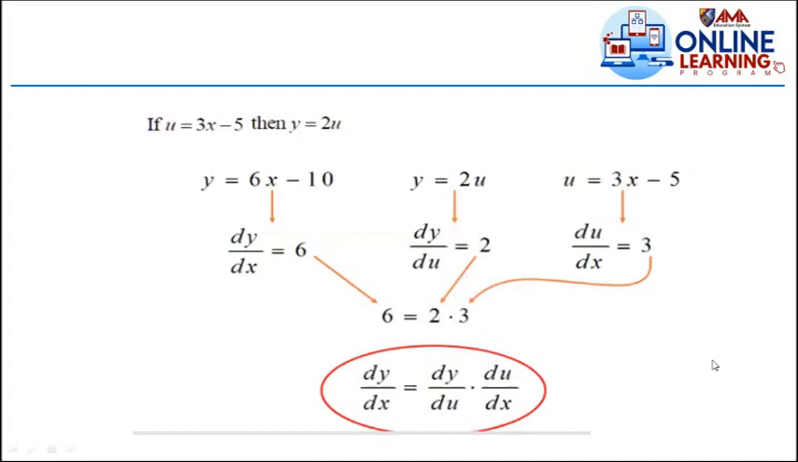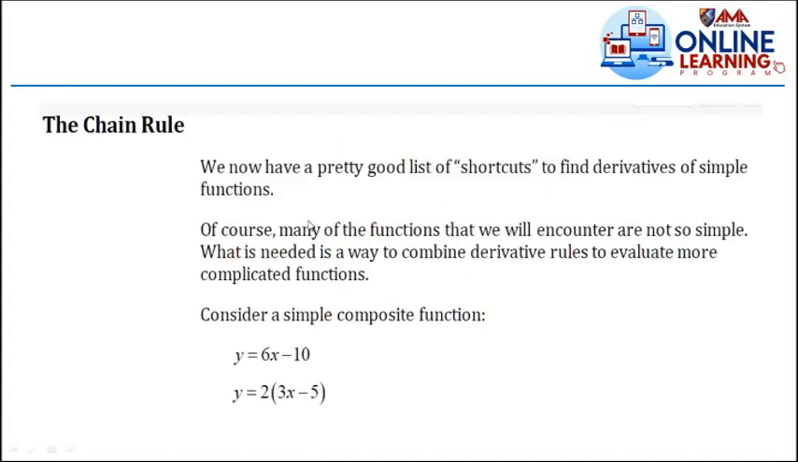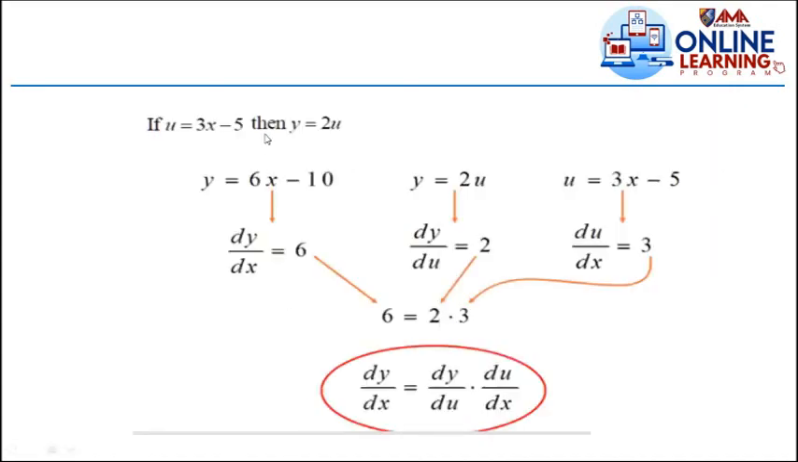If u is equal to 3x minus 5, then y is equal to 2 times u. From our formula, we equate this as our u, therefore y is equal to 2u. If y is equal to 6x minus 10, dy/dx, the derivative of this, is 6, since the derivative of a constant is 0. If y is equal to 2u, the derivative is 2. If u is equal to 3x minus 5, the derivative of u is 3, since this is already a constant. So 6 is equal to 2 times 3, which means left and right are both equal.